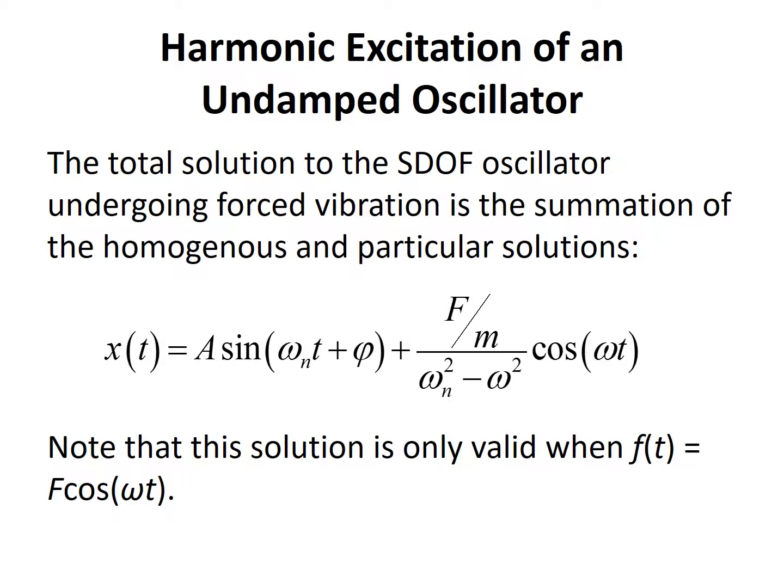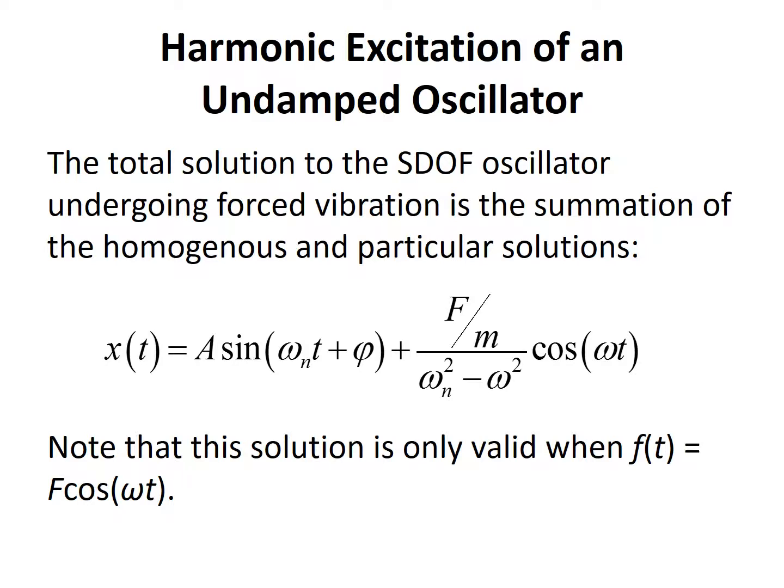Now that we know the expression for the particular solution, the total solution is the summation of the homogeneous solution xh of t and the particular solution xp of t. So as we discussed earlier, the homogeneous solution is given from the free vibration case, and so the total solution is given on this chart. Now, you note in this solution a couple things. One is this solution is only valid when the forcing function is equal to the assumed forcing function F cosine omega t. For other types of forcing functions, we would get different particular solutions.